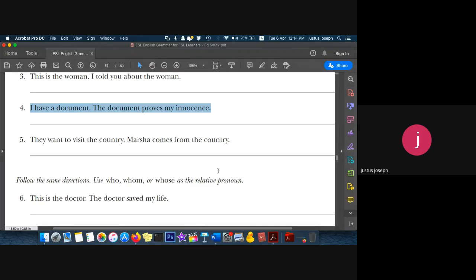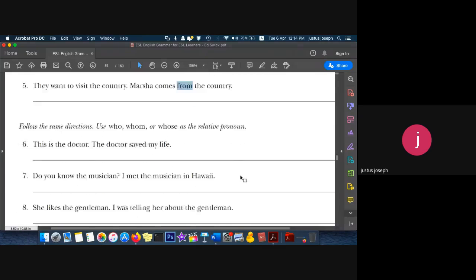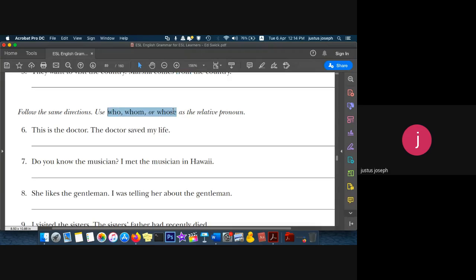They want to visit the country. Marsha comes from the country. They want to visit the country where she comes from. Can I end it with comes from? No, no. They want to visit the country from which Marsha comes. Full stop.